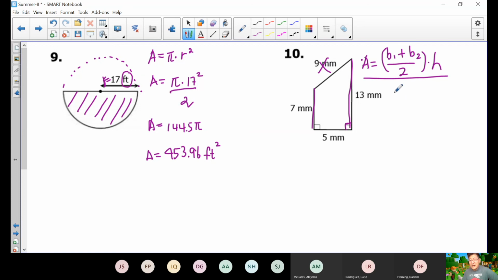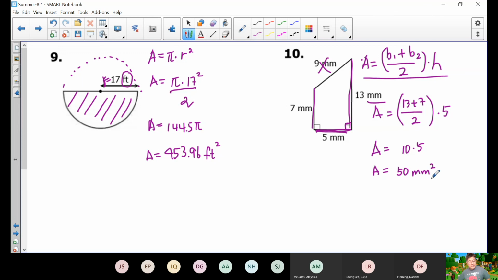So according to the formula, I'm going to plug in base 1, 13 plus 7 divided by 2. Height is what? This short, straight line, 5. So let's calculate it. This is 20 divided by 2, which is 10 times 5. Area is what? 10 times 5? 50. Now the unit, millimeter square. Okay. All right.